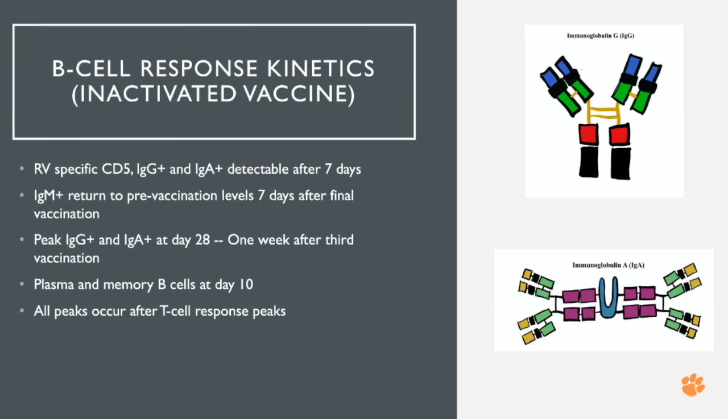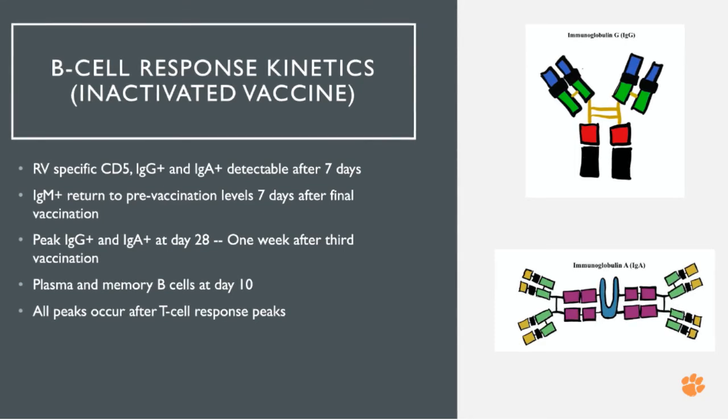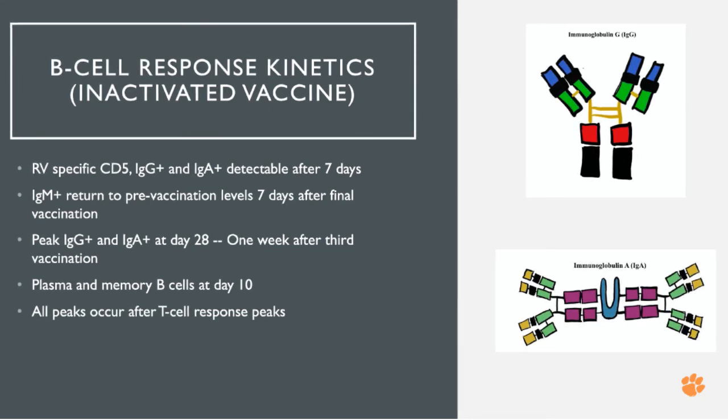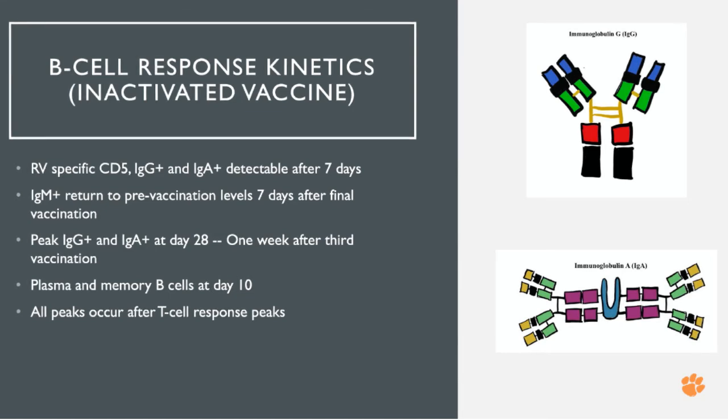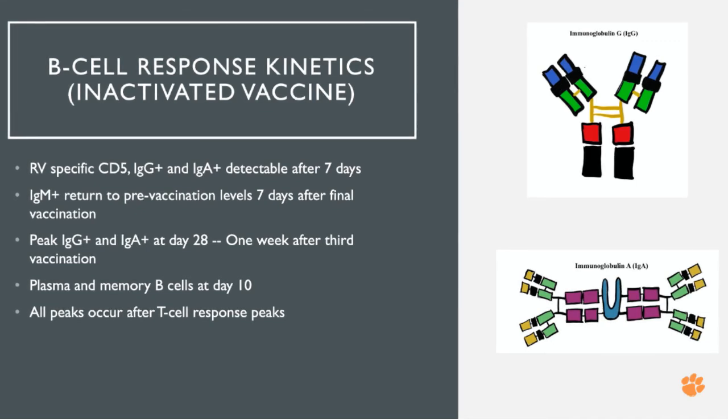14 days after the first dose, but 7 days after the second dose, IgM plus B cells responded by increasing 2 to 3-fold. However, 7 days after the final vaccination, the IgM plus numbers dropped back to the levels that were present previous to vaccination. The rabies-specific IgG plus and IgA plus B cells occurred after day 28, which is a week after the third vaccination, and this is the primary evidence of a delayed B cell response in the inactivated vaccine. Days after the primary vaccination was when the plasma cells and memory B cells peaked.